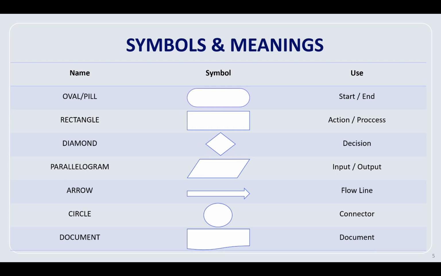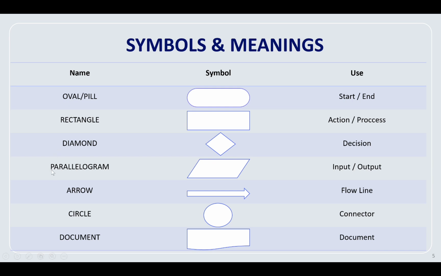And the third one is diamond. The diamond symbol is a decision or branching point that is used to designate a decision point or question that affects the flow, and it shows a decision point that leads to different paths based on a yes or no answer.